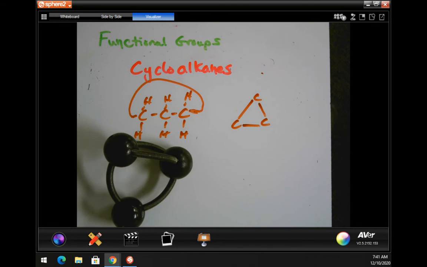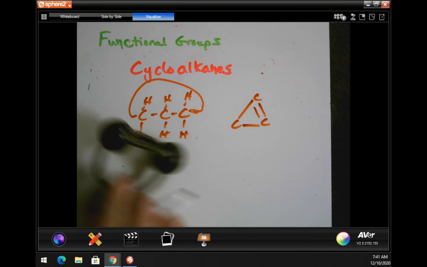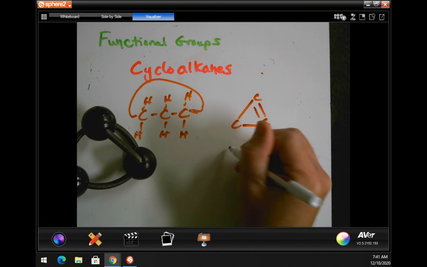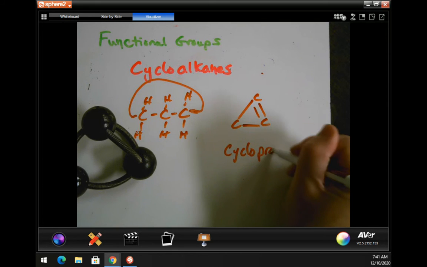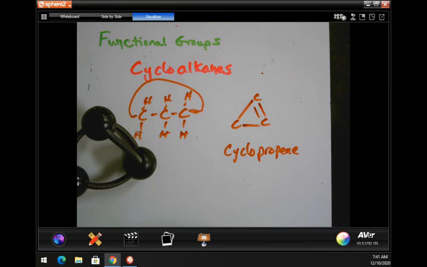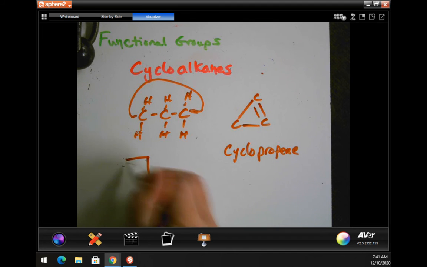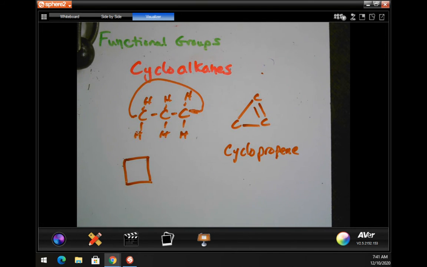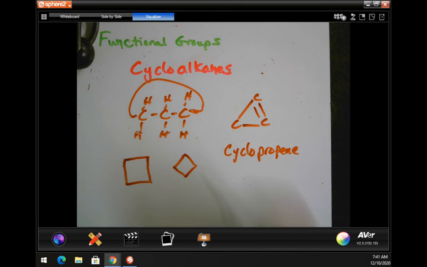Okay, so you just put a double bond on this, like that. And in this case, this would be cyclo, and there's 3 of them, so it's propene. So the cyclo part is just saying that it forms like a shape. Like, what would that be? Just a box. Or if you want to draw it like this, that's fine. What are both of those?